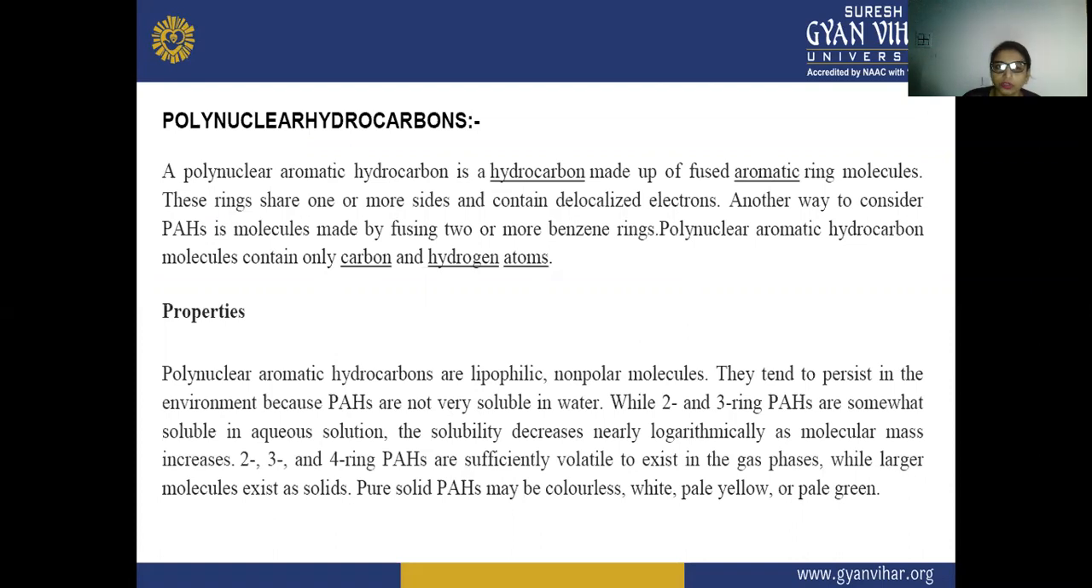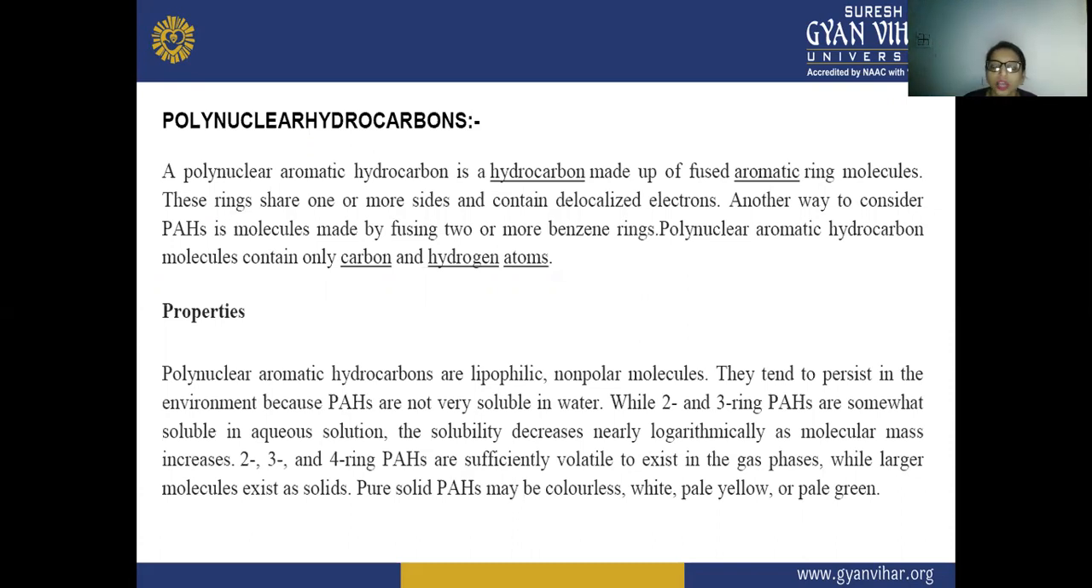So in this polynuclear hydrocarbons, the polynuclear hydrocarbon is a hydrocarbon made up of fused aromatic ring molecules. These rings share one or more sides and contain delocalized electrons. Another way to consider PAH is molecule made by fusing two or more benzene rings. Polynuclear aromatic hydrocarbon molecules contain only carbon and hydrogen atoms.